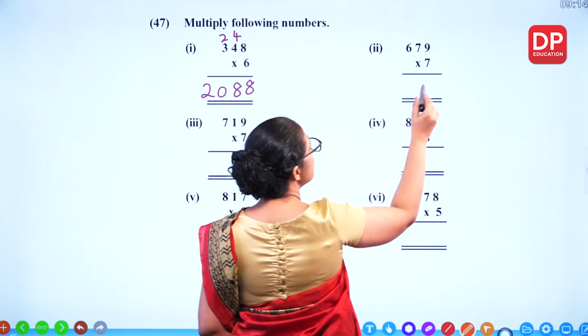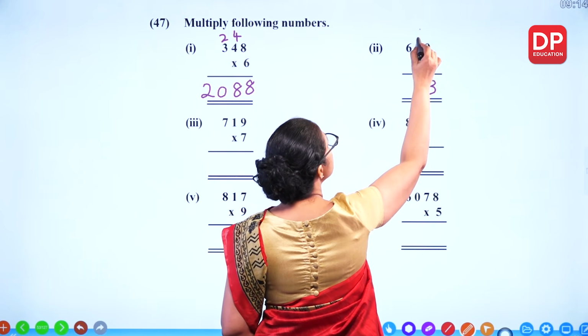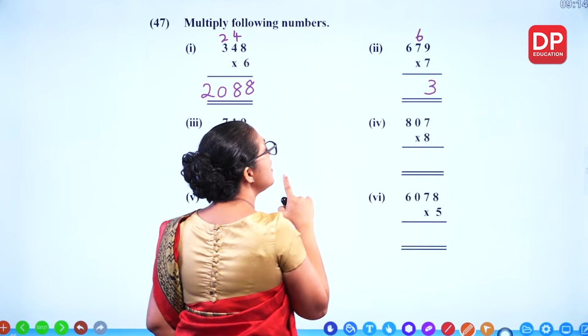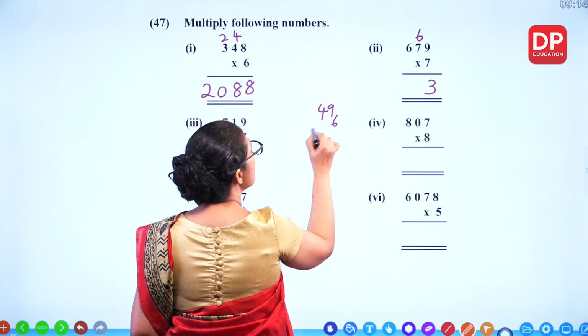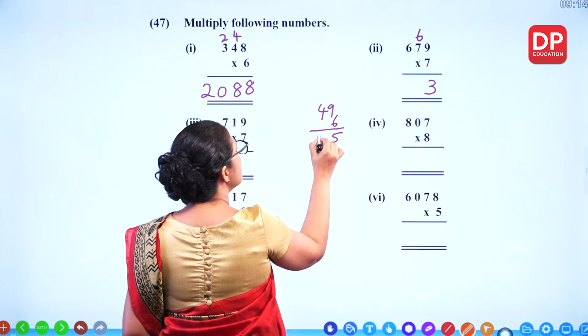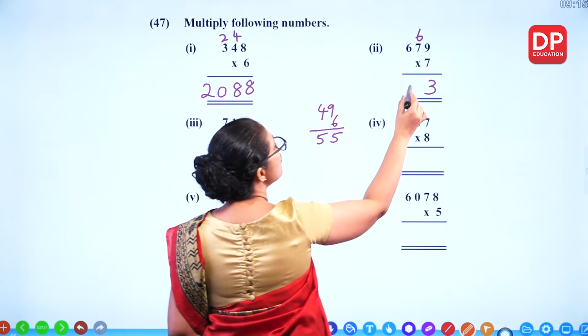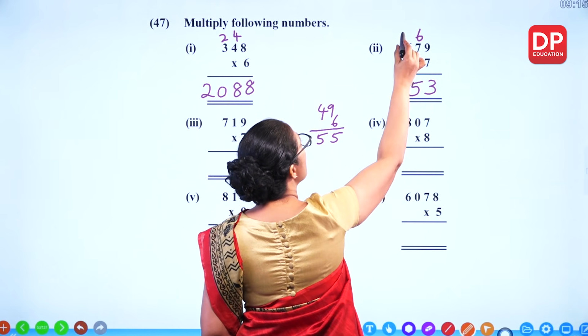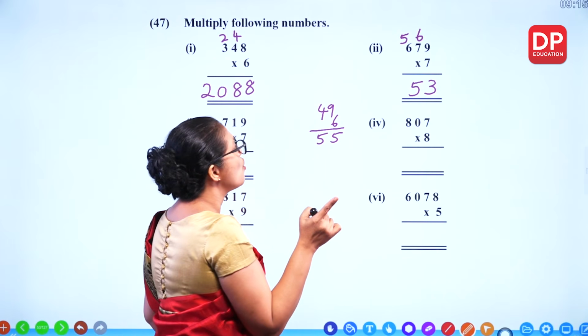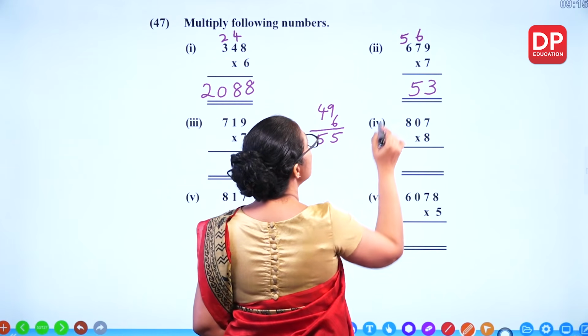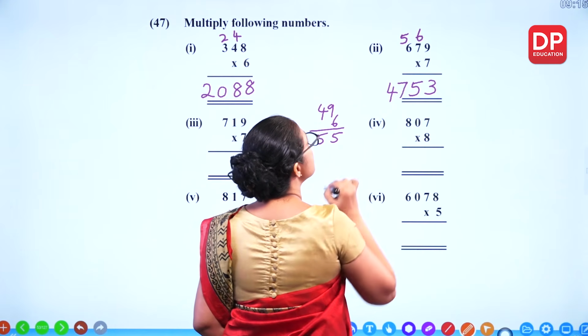7 times 9, 63. Take 6. 7 times 7, 49. 49 and 6. You have to add it. You get 55. So you write 5 here. Take 5 to the next level. 6 times 7, 42. 42 plus 5, 47.